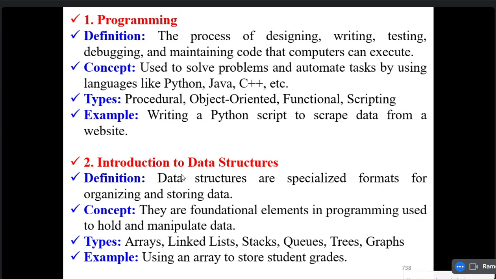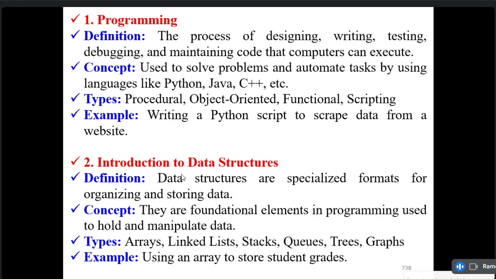Then we are moving to examples. Writing a Python script to scrape data from a website. Yes, that is one example we can do. Then introduction to data structures. I have defined it already, Ramchan. Can you remind me what you understood about data structures?